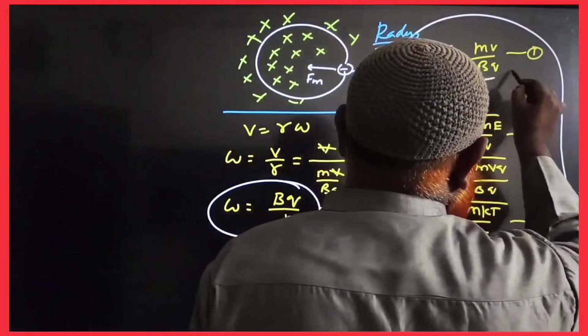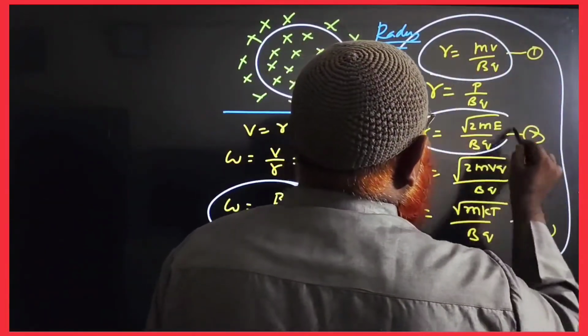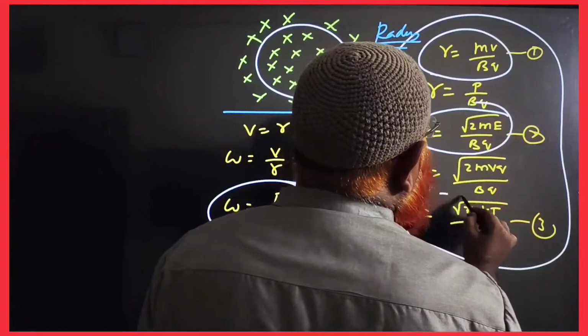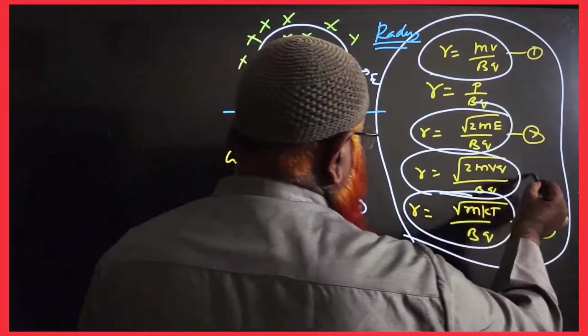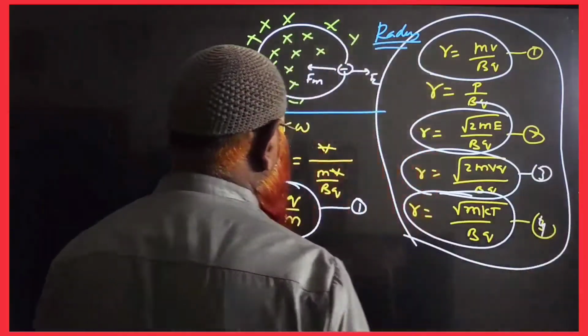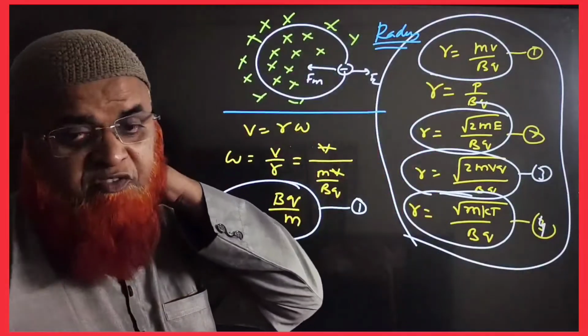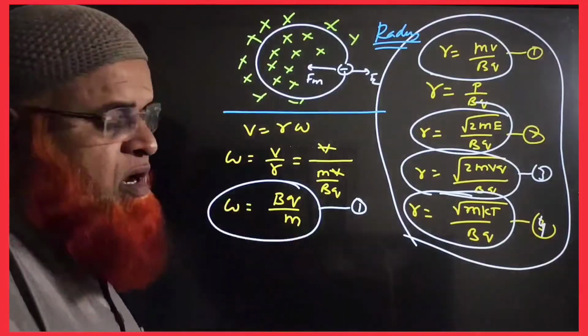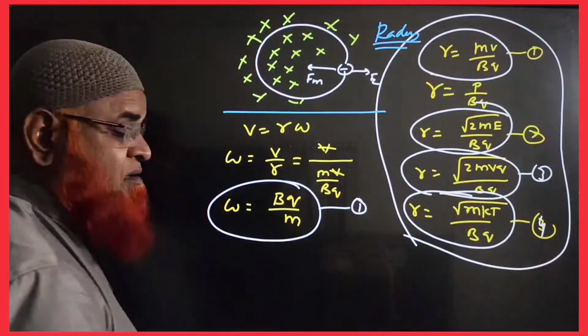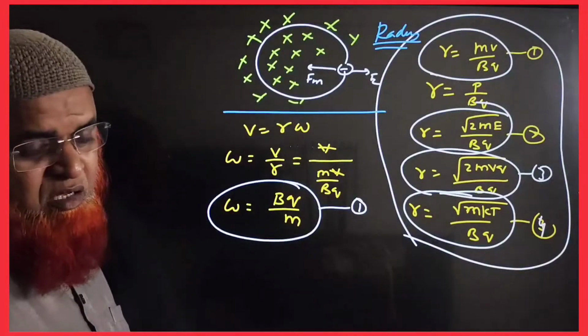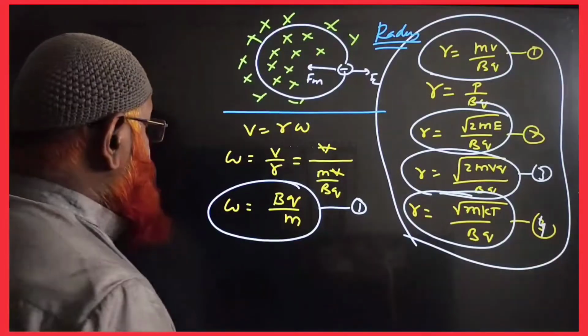So this is the first formula for radius, the second formula for radius, the third formula for radius, and the fourth formula for radius. This is one more formula here. So for angular velocity we got the first formula. From this formula you can generate many formulas. You can generate time period, velocity, and frequency also. How? Let us discuss here.